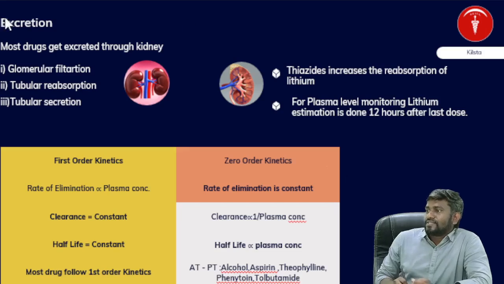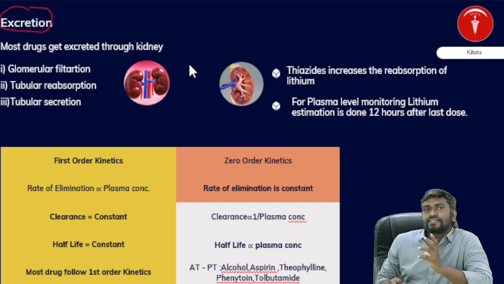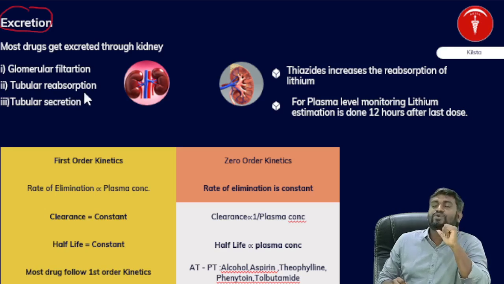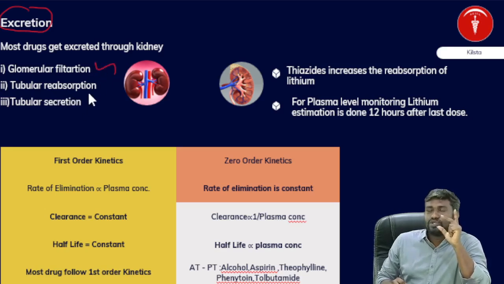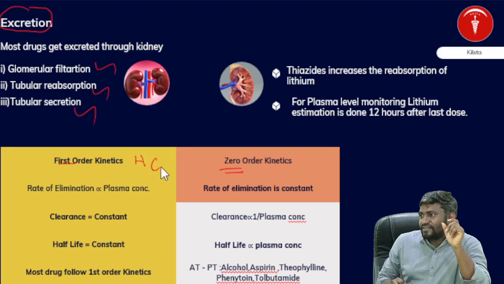Good. Now, discussing excretion, as we have just studied, excretion mostly happens in the kidney via three processes: glomerular filtration, tubular reabsorption and tubular secretion. Yes, they are going to follow two orders, first order kinetics or zero order kinetics. For first order kinetics, remember the mnemonic HC. HC is equal to what? Constant. Yes, HC is equal to constant.